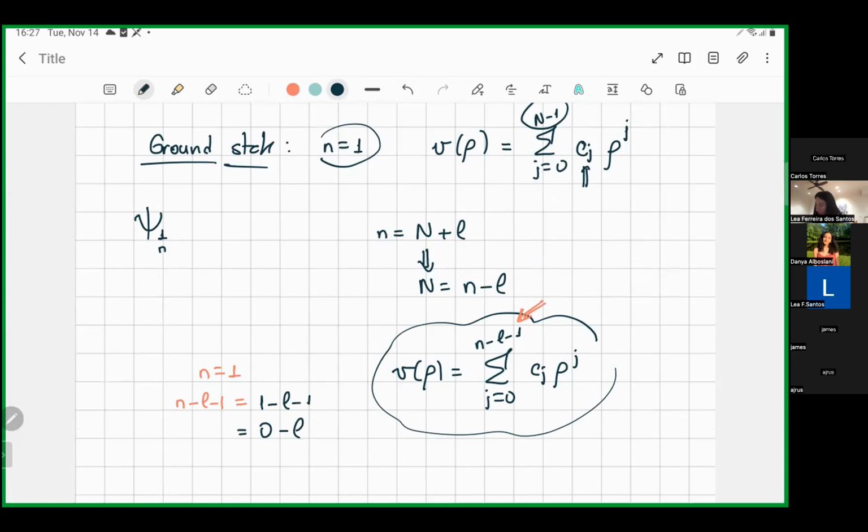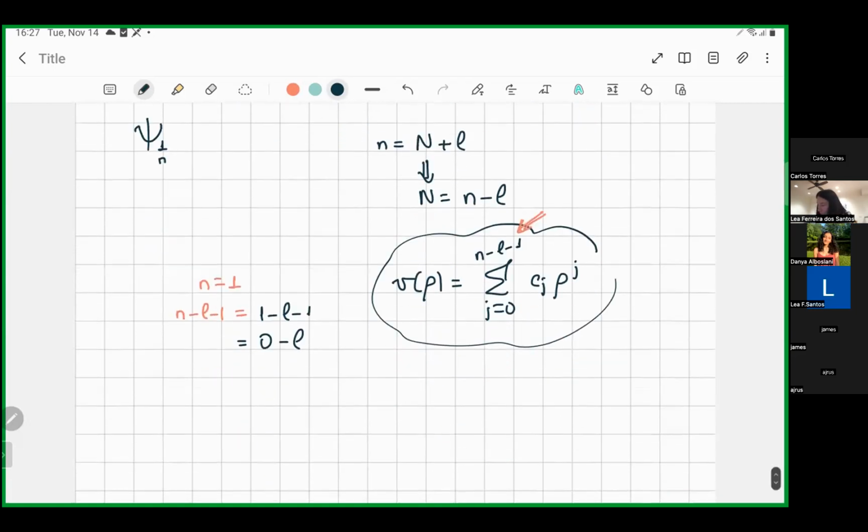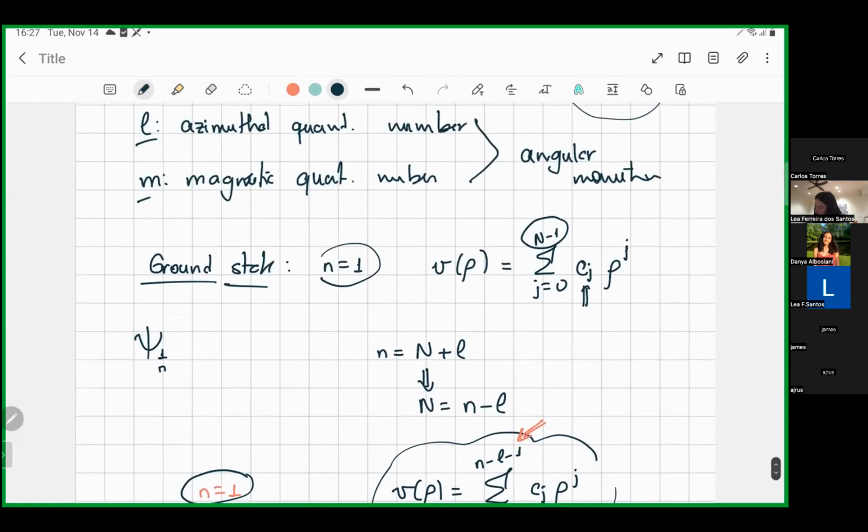It doesn't make sense. Any other value for L would give us beyond what the series can go. Okay, so if n is 1, L has to be 0. Okay, so we are trying to find the ground state, so L here has to be 0. There is no other possibility for it. Then how about M? Well, we said that the maximum value for M is L. So M also has to be 0. This is for the ground state. This is the wave function. So these are the indices, N, L, and M for the ground state.